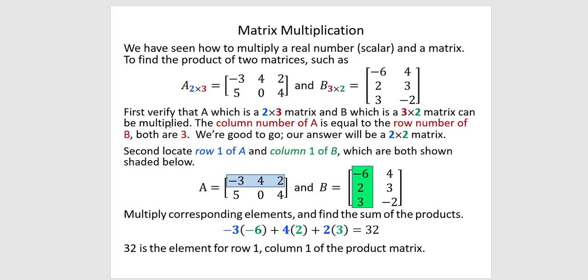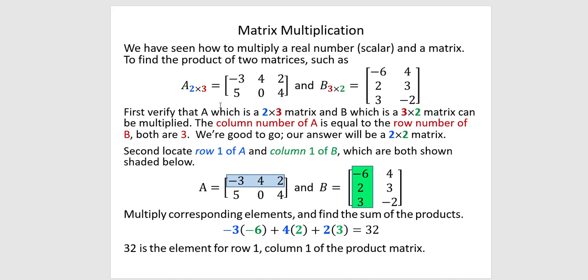There are two matrices. Matrix A is a 2 by 3 matrix. And matrix B is a 3 by 2 matrix. The number of columns in the A matrix equals the number of rows in the B matrix. They're both 3. They are both in red. They are equal, so matrix multiplication is possible for these two matrices.